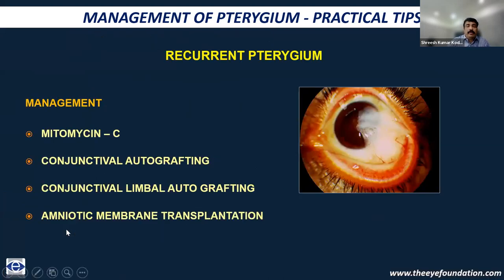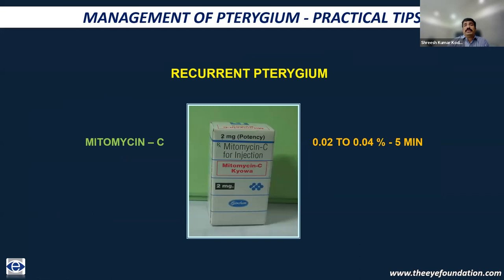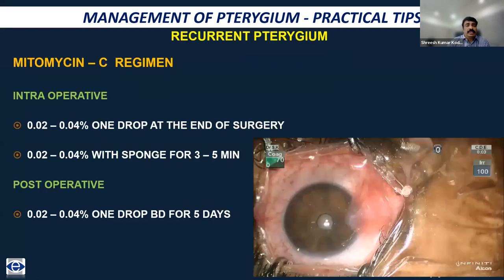be treated. The management aspect of recurrent pterygium, we have various options which are available: mitomycin C, conjunctival autografting, conjunctival limbal autografting, CLAG, and you can combine conjunctival autografting with SLED now and amniotic membrane transplantation along with these combinations. So the mitomycin C can be used in 0.04% concentration, there are various protocols which are suggested by different surgeons and different authors. So it can be used preoperatively, intraoperatively, or postoperatively.